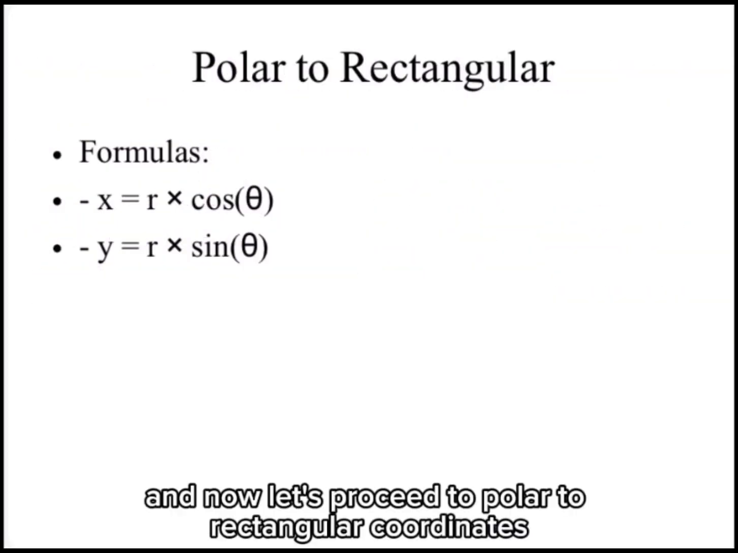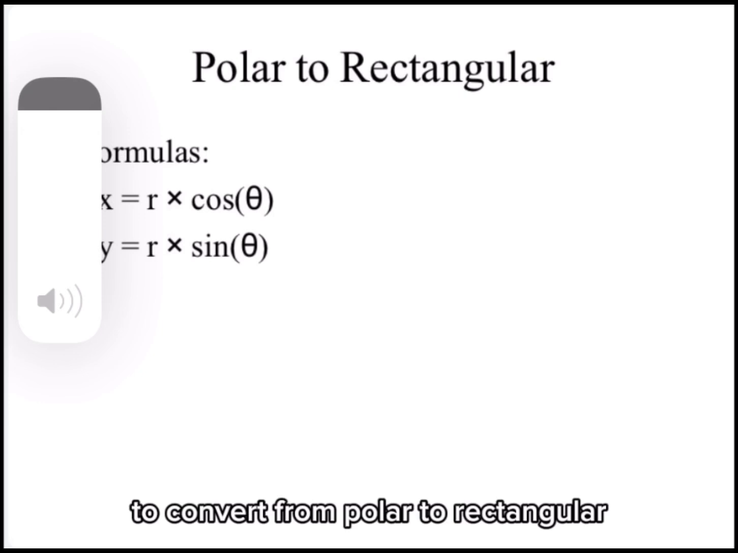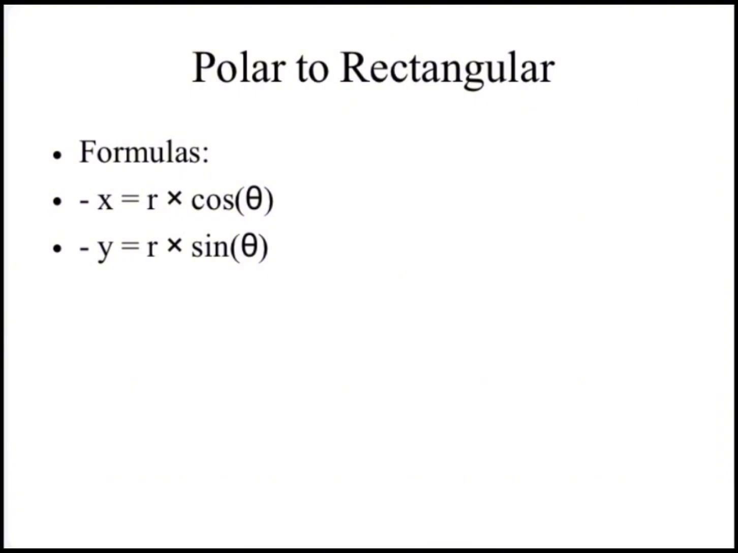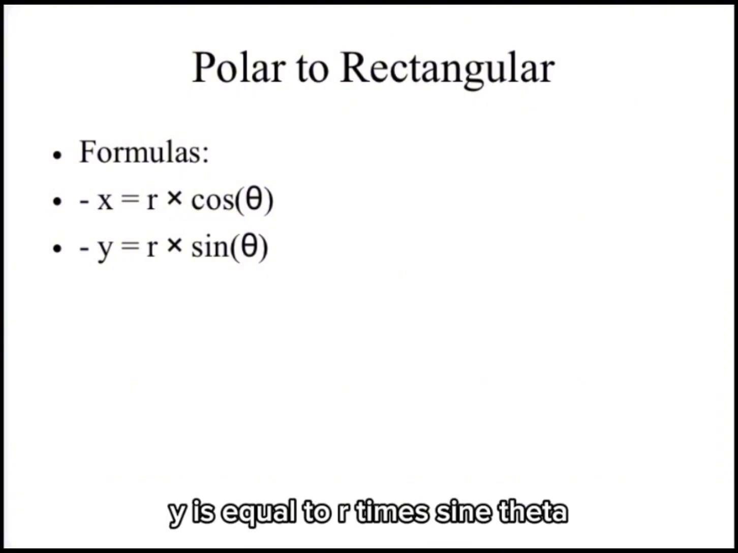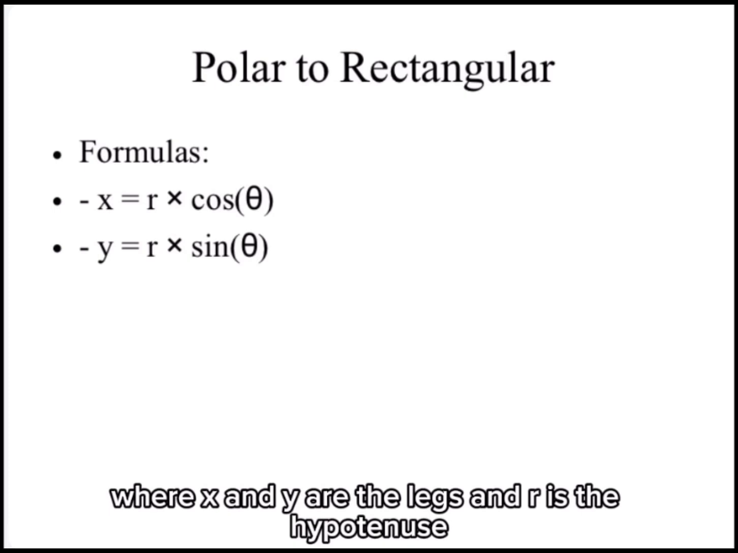And now, let's proceed to polar to rectangular coordinates. Sometimes we need to switch between the polar and rectangular systems. To convert from polar to rectangular, we use trigonometry, where x is equal to r times cosine theta, and y is equal to r times sine theta. This formula comes from a right triangle where x and y are the legs and r is the hypotenuse.